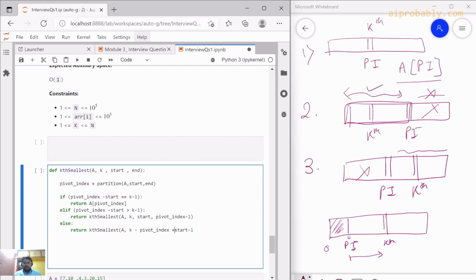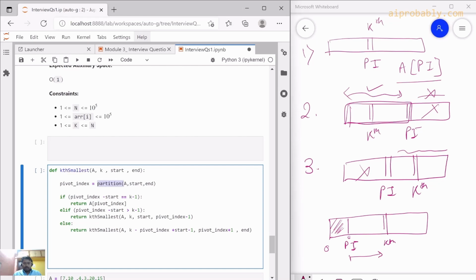Then I will call the start value. Now the start value will always be the pivot index plus 1, and the end value will always be the end itself. So we are not going to change anything. So the code looks like this. And finally we are done with the implementation of this function, which is the kth smallest.